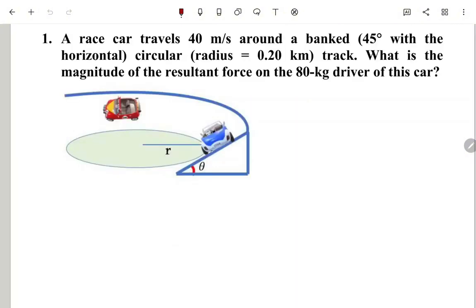Let's start here. A race car travels 40 meters per second around a bank which is 45 degrees with the horizontal, circular with radius equal to 0.2 kilometers track. What is the magnitude of the resultant force on the 80 kilogram driver of this car? Now here's the race track, this one here, and the angle here equal to 45 degrees.